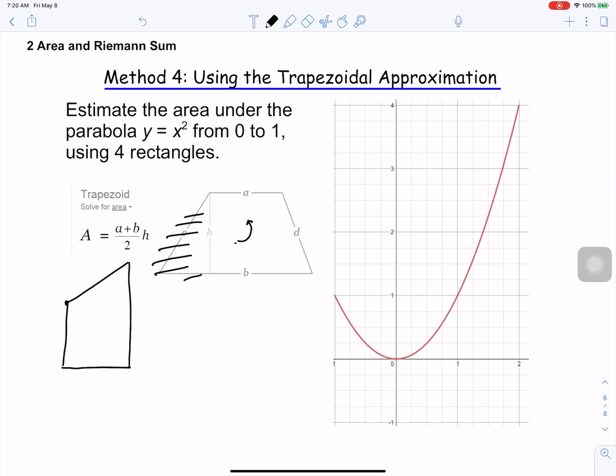This is the left endpoint, this is the right endpoint, and I just connect the left and right endpoints with a line. This is the height that they're referring to. This distance is A, this distance is B. In our case, they're function values. And then the formula for the area of a trapezoid is given by (A plus B) over 2 times H.